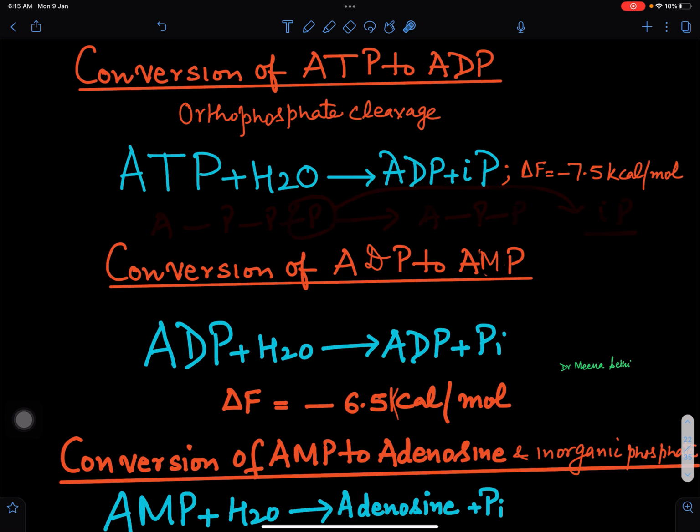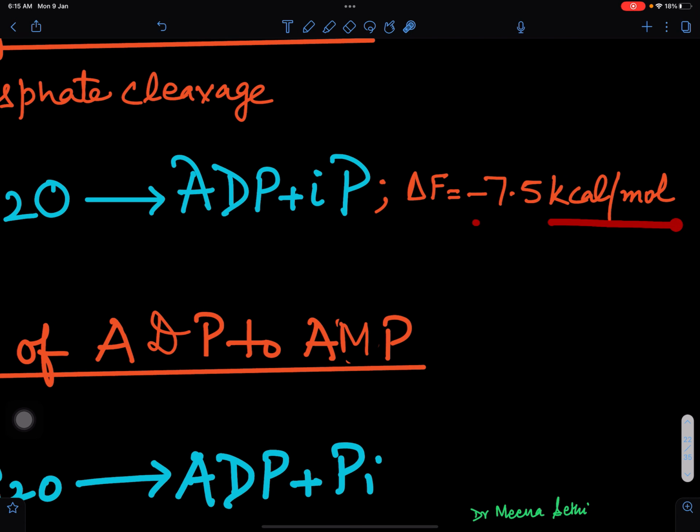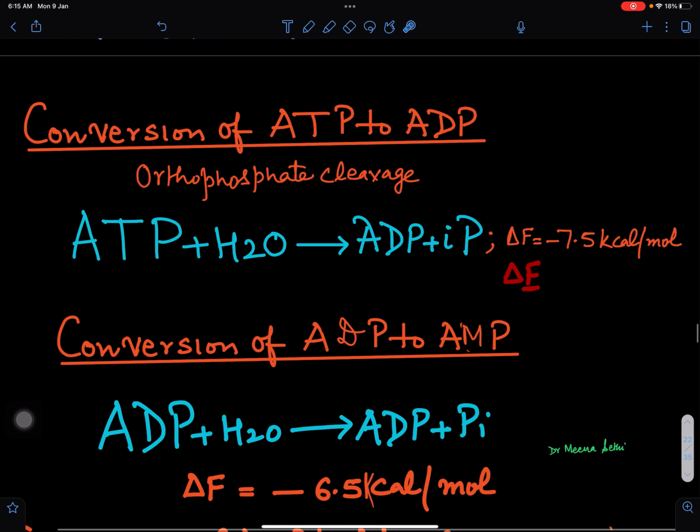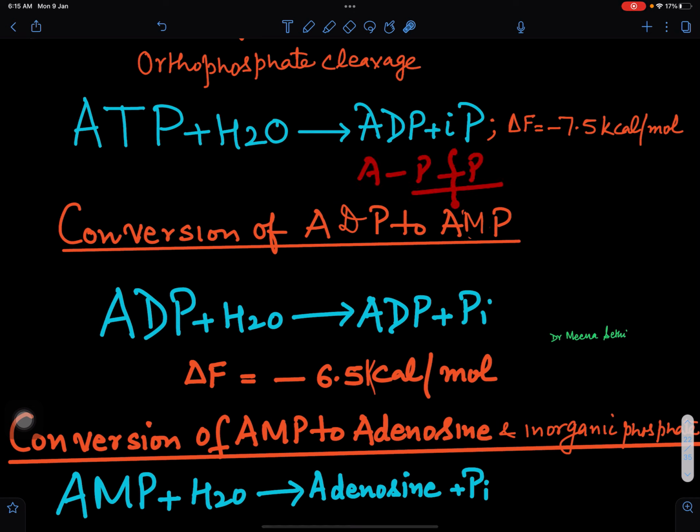So free energy release is about minus 7.5 kilocalories per mole, and we represent this free energy as delta F, like this. F means free energy. Now the next is conversion of ADP to AMP. When this has been converted to two phosphate groups, now this bond may be broken, right? Again in presence of water, right? Hydrolysis will occur, and energy will be released about minus 6.5 kilocalories per mole.